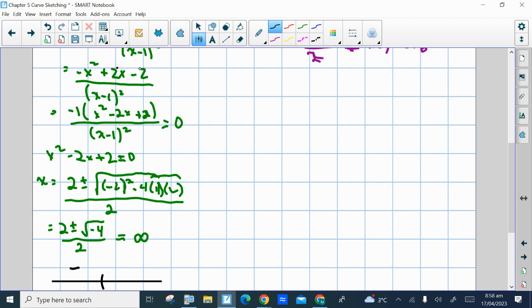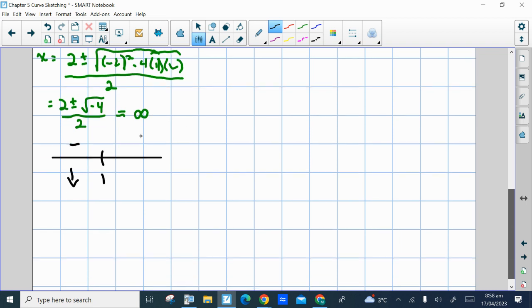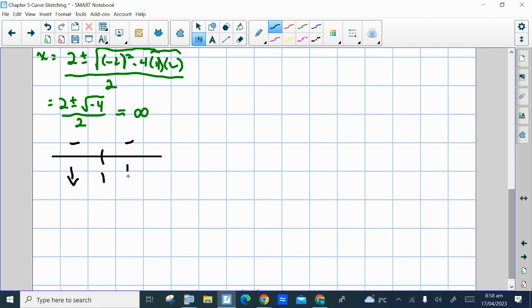Plus 4 is 0. Take away 2 is negative 2. The denominator is always going to be positive, so again, you're going to have a negative over a positive, which is also negative. So the function is decreasing on the right side of the asymptote as well. Which means, again, that the function is always decreasing.